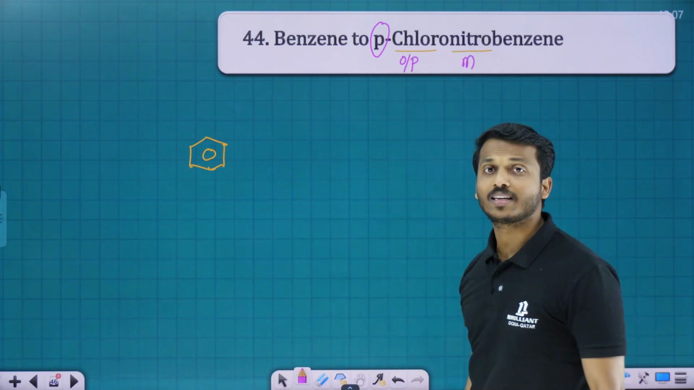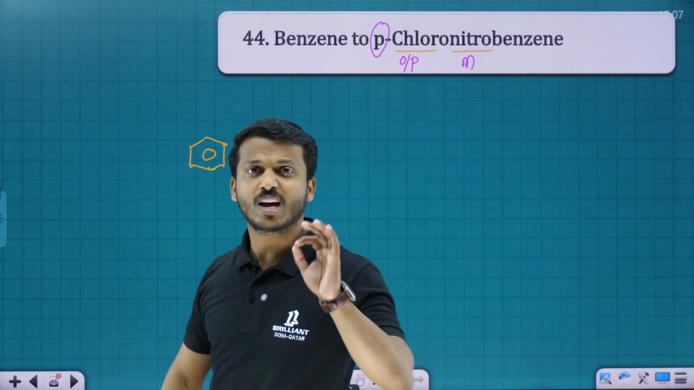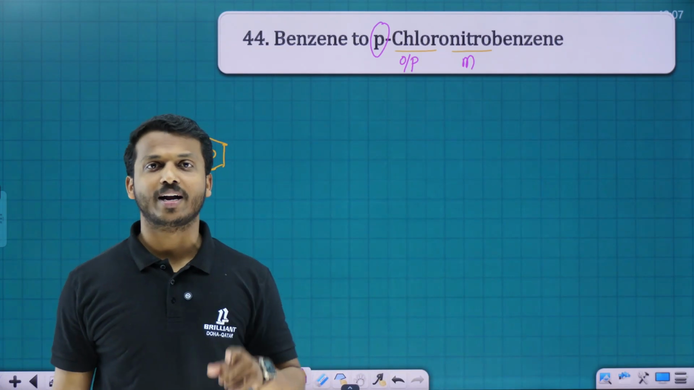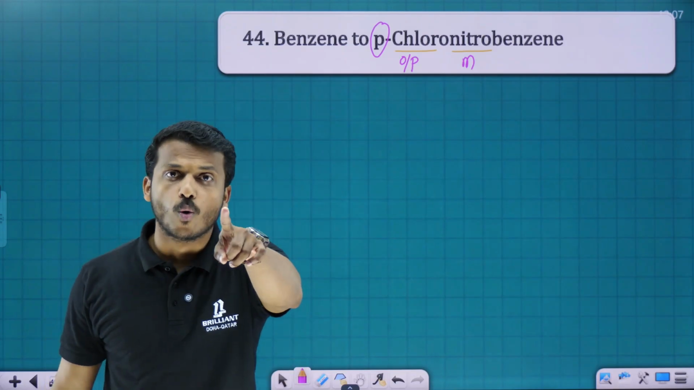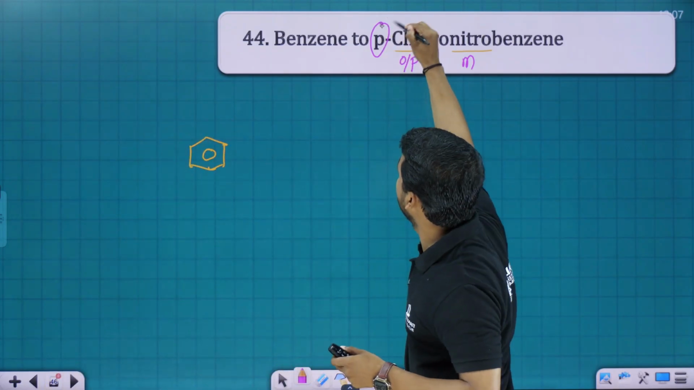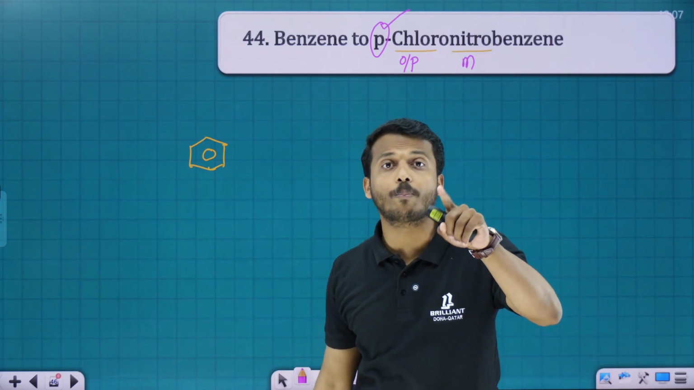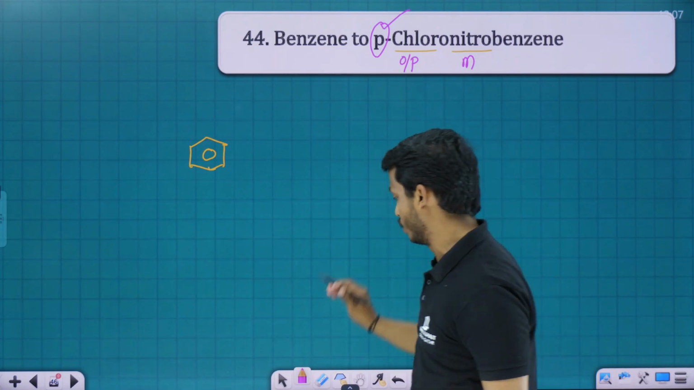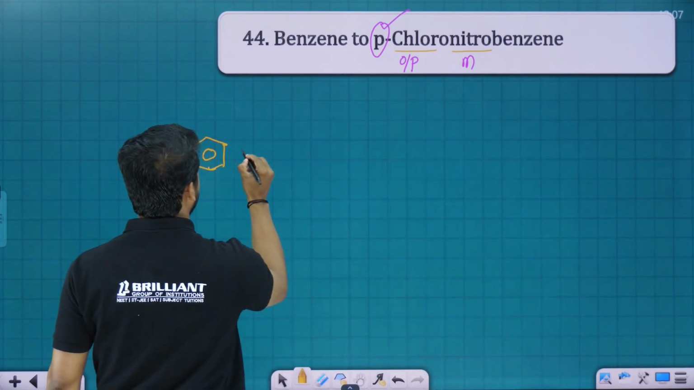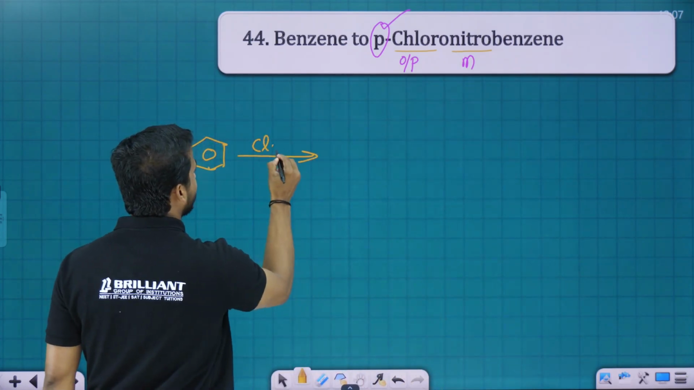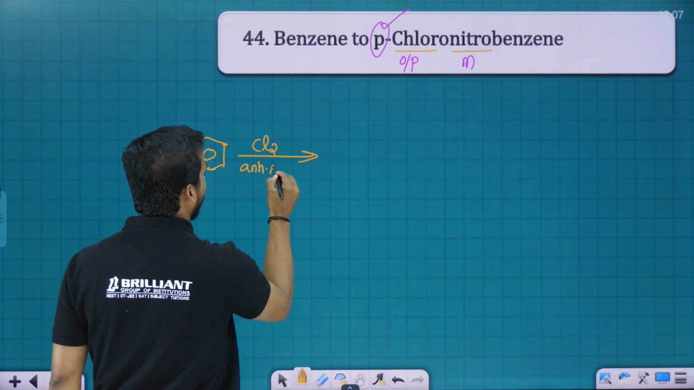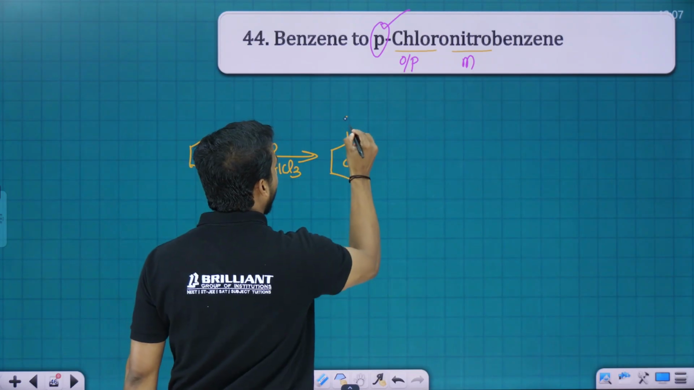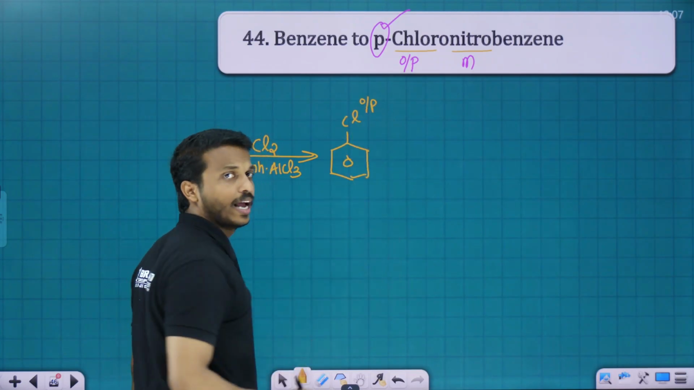Nitro is a meta-directing group. My dear, halogens are weak ortho-para directing groups. Nitro is a meta-directing group. What product do you want? You want para. So the ortho-para directing group, add first, which is chlorination. So do chlorination first. What is chlorination? Add Cl2 in presence of anhydrous AlCl3. We will get chlorobenzene. Halogens are ortho-para directing groups.